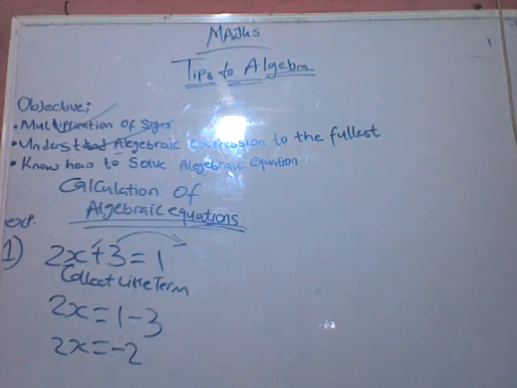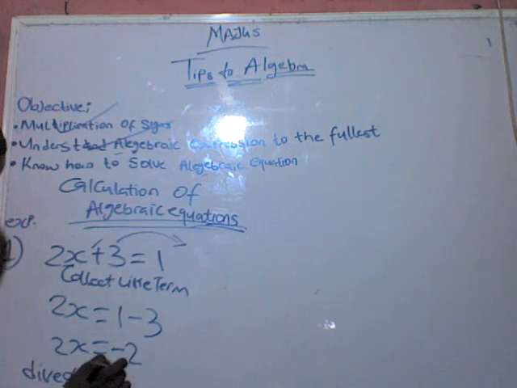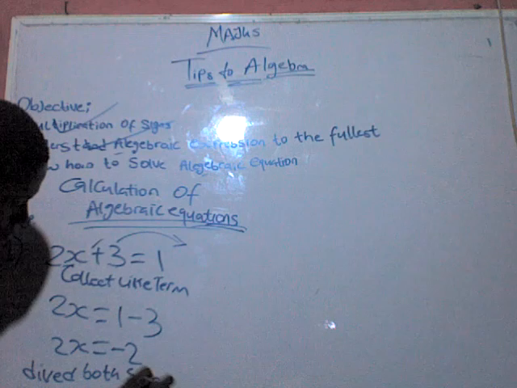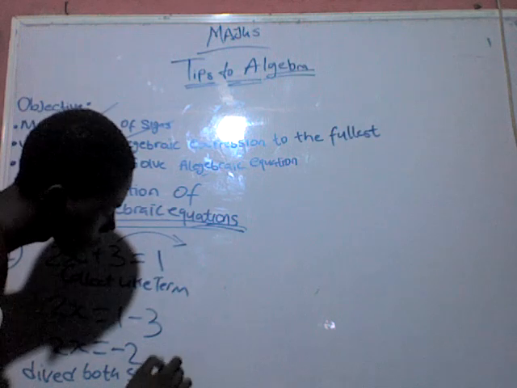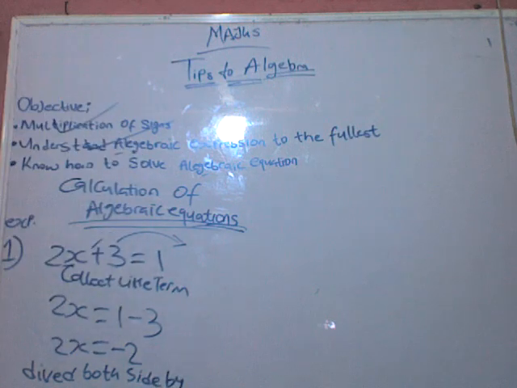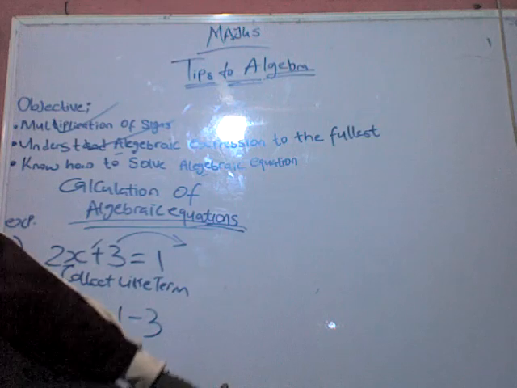So we want to make x stand alone, that is, making x the subject of the formula. Now what we need to do is divide both sides by... so this is the next step we have to take. And dividing both sides by what?